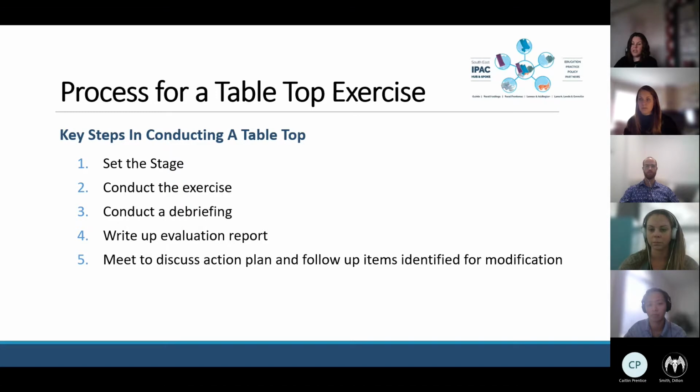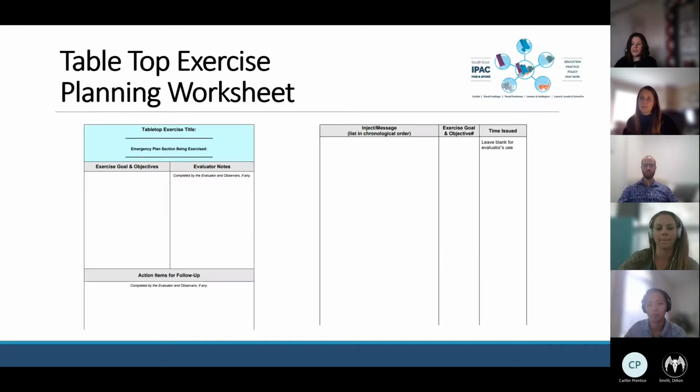I'm going to hand it over to Kim and Eric to share with you some resource templates that can help to organize the information from the different roles during the process of the exercise.